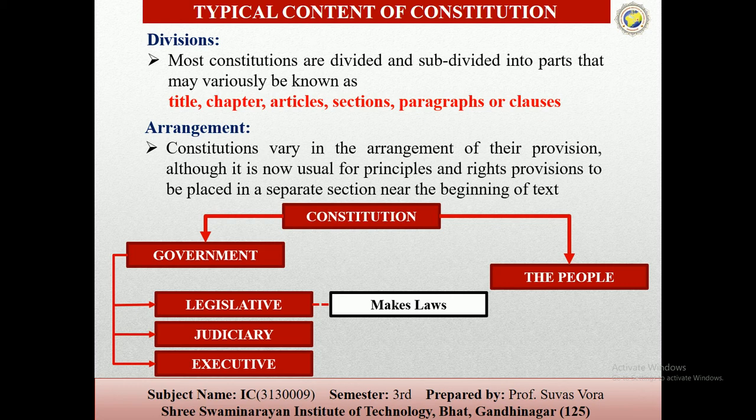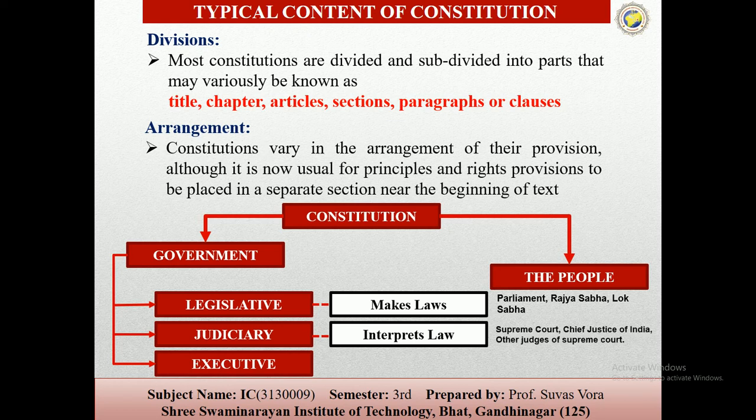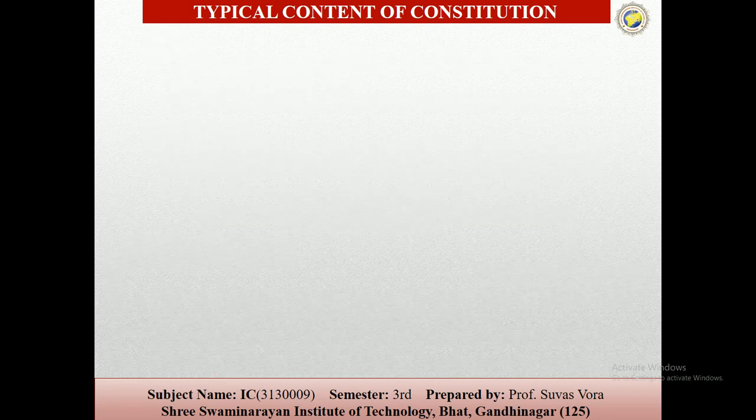So legislative makes the laws, which is given to the parliaments, Rajya Sabha, Lok Sabha. Then judicial, the interpreted the laws, यानी कि ये जो कॉन्स्टिट्यूशन है उसको इंटरप्रेट करते हैं। तो सुप्रीम कोर्ट है, चीफ जस्टिस ऑफ इंडिया है, अदर जजेस ऑफ द सुप्रीम कोर्ट। देन इन्फोर्सेस लॉ, जो एग्जीक्यूट करते हैं द प्रेसिडेंट, वाइस प्रेसिडेंट, काउंसिल ऑफ द मिनिस्ट्री एंड अदर्स पर्सन्स। सो दीज आर द बेसिक structures.